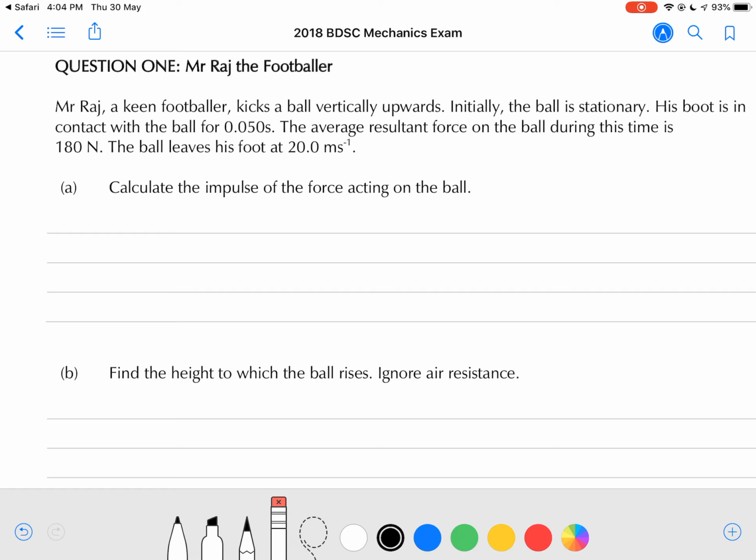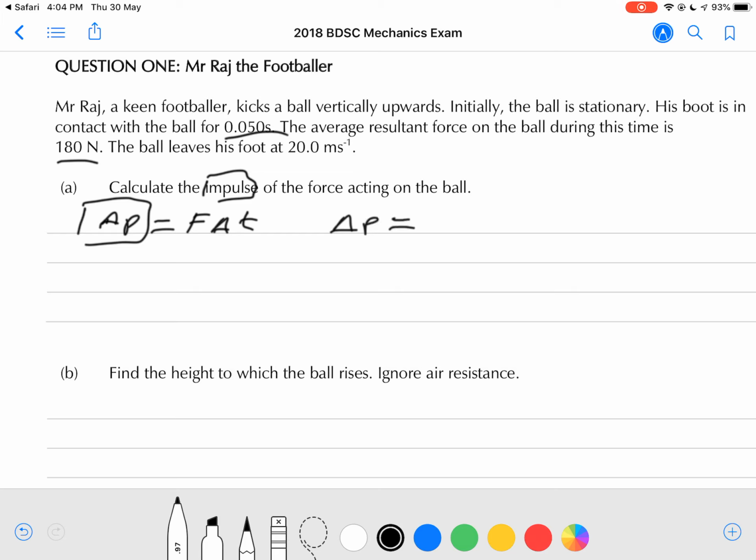So you guys know the impulse equation. So what is impulse? Impulse is change in momentum equals force multiplied by change in time. In this question, you're trying to calculate the impulse, so you're trying to find the change in momentum. They give you the force and the change in time. So change in momentum equals force, which is 180 newtons, multiplied by change in time, which is 0.05 seconds. If you plug this into a calculator, you should get change in p equals 9 kg m s^-1, and that's your final answer here, 9 kg m s^-1.